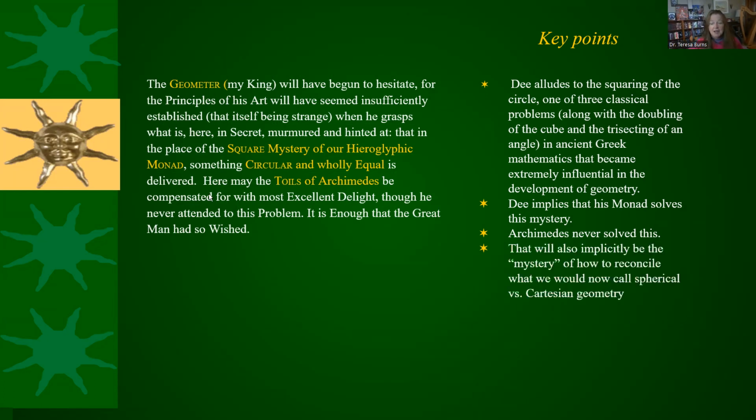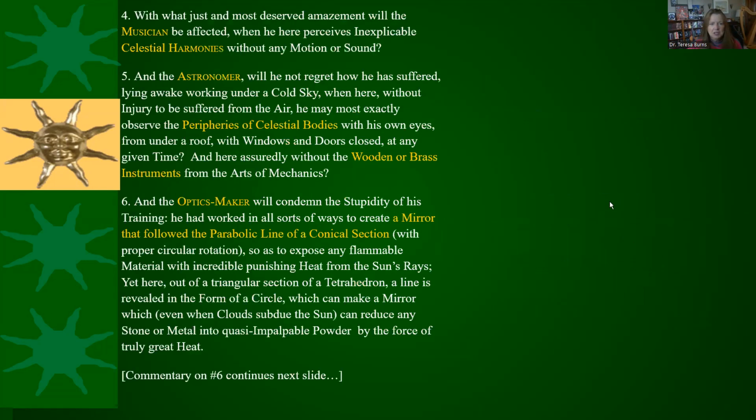Also, since with the monad glyph, you're flipping things between a flat plane and a three-dimensional object, you will, for example, flip a square into a cube, or a circle into a sphere. So this implicitly reconciles the mystery of how you map things differently in spherical versus Cartesian geometry, which is something of great concern to, for example, mathematical practitioners and navigators. And these were people in the Muscovy Company who often consulted with Dee.